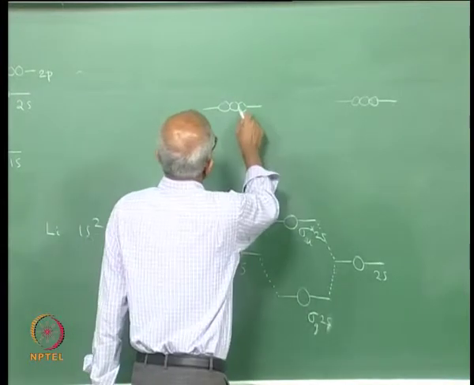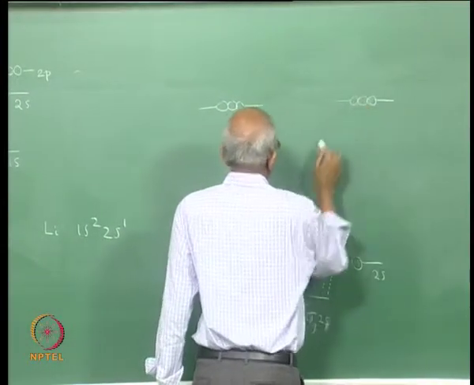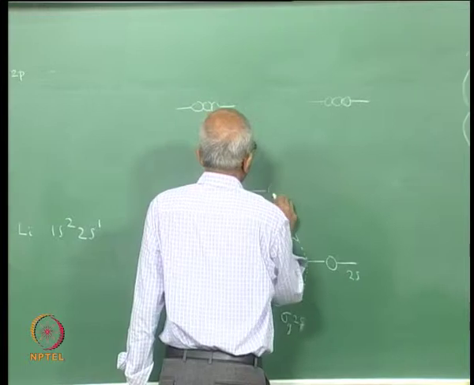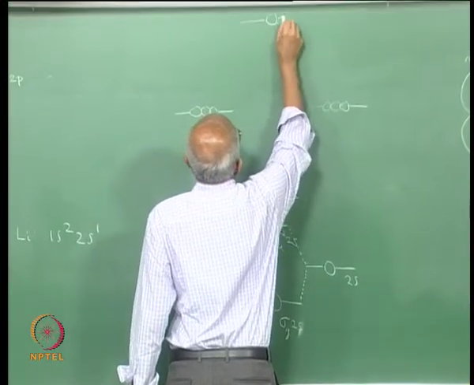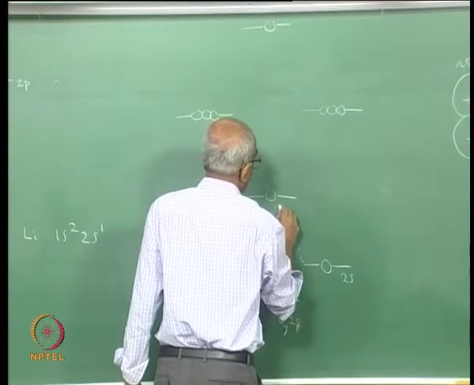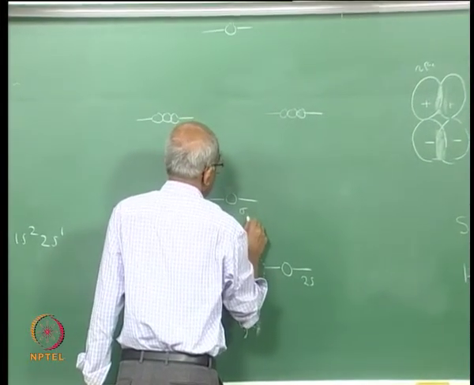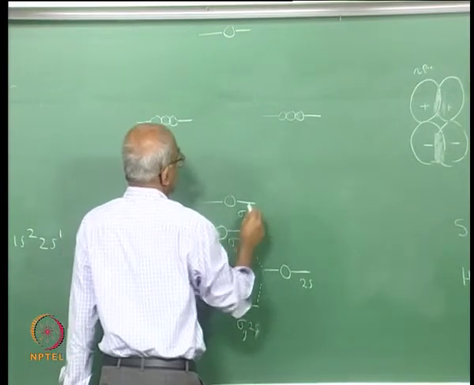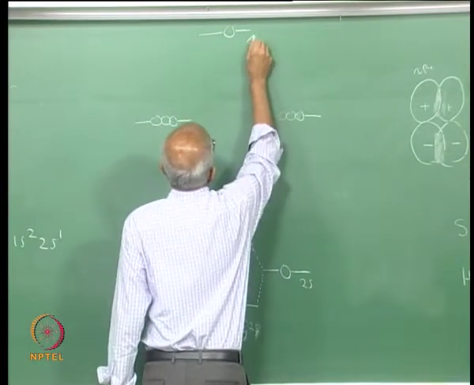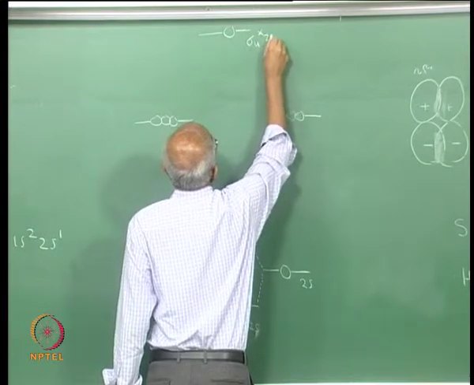And then what will happen, the 2p here will interact with the 2p there, I will get a bonding molecular orbital because of that and an anti-bonding molecular orbital because of that. How will you call it? It is going to be called as sigma g 2p, right, and this is going to be called as sigma u star 2p.